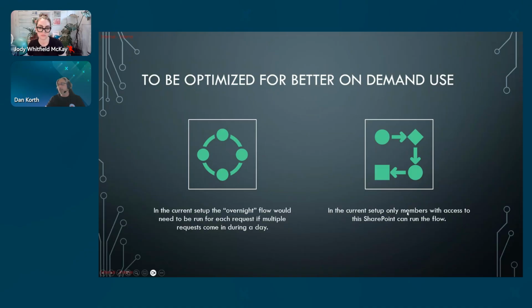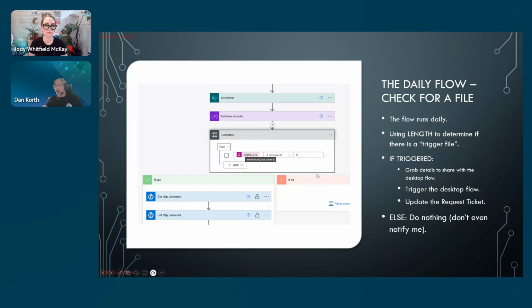Also, in our current setup, only members with access to the SharePoint where we are saving these files are able to run the flow. We've since learned how to use run-only users on flows, which allows them to use our connections to save to the SharePoint. So, as we keep learning, everything's evolving, and I'll actually come back a little bit later to talk about some other evolutions that this has brought for us.